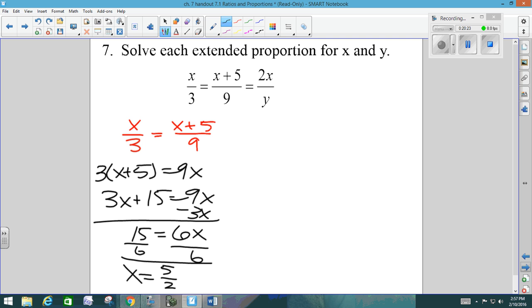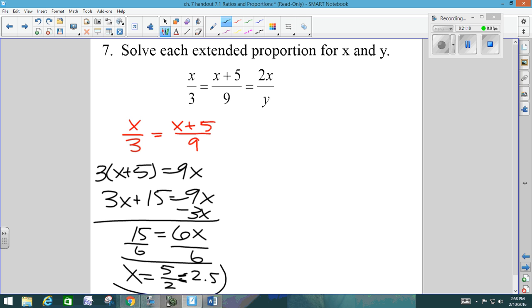Oh, you did? What'd you do? Did you forget to distribute your 3 through? Dang it. But hey, good starting spot. Okay. Do you agree with me, 5 over 2? Just nod your head, yes. Alyssa forgot to distribute her 3 to the 5. So that is it? Oh. Yep, this is right. What's 5 divided by 2 for you decimal people? 2.5. You can write it either way.